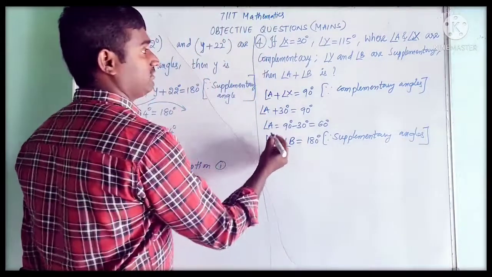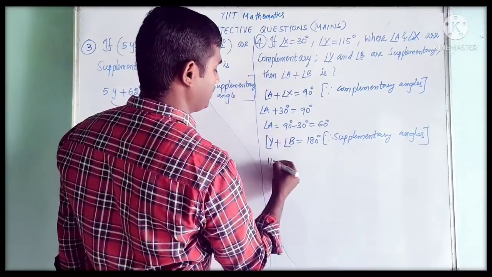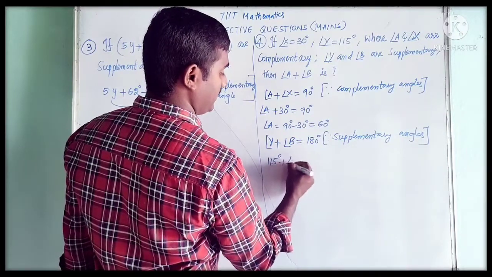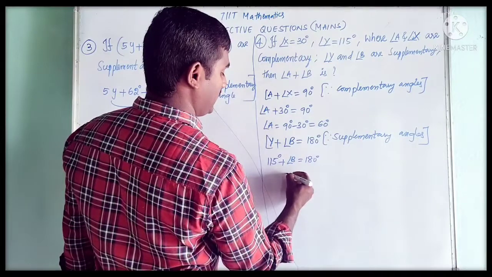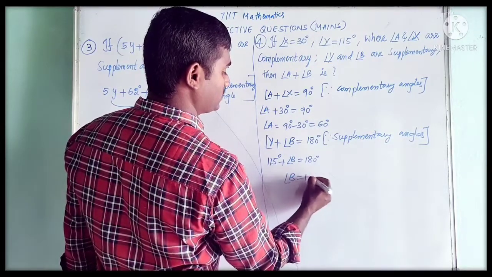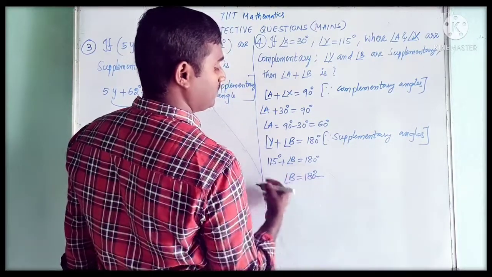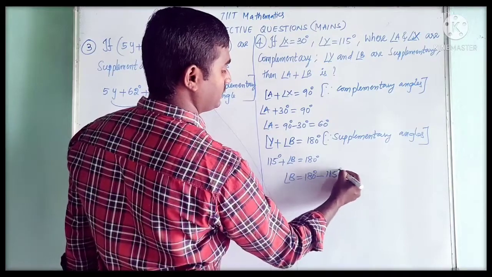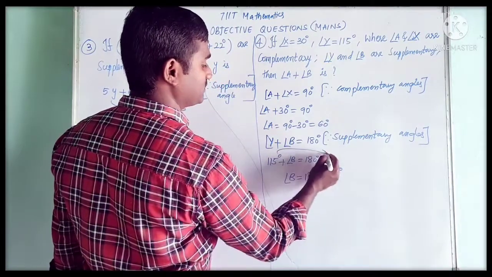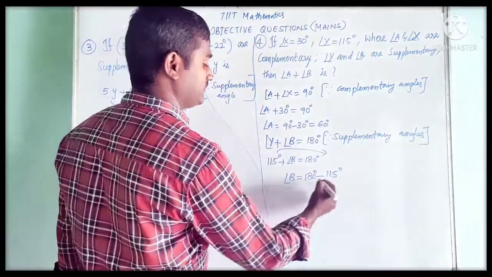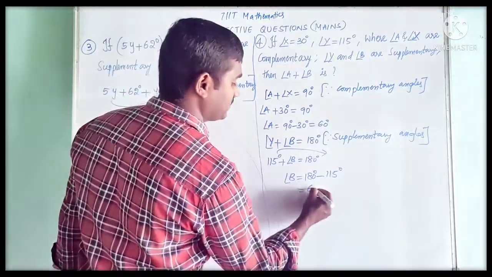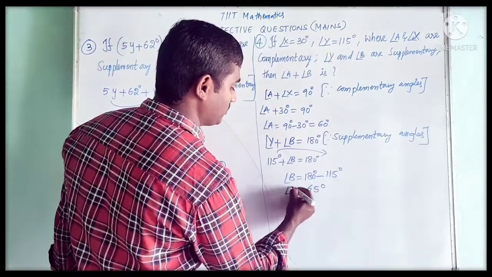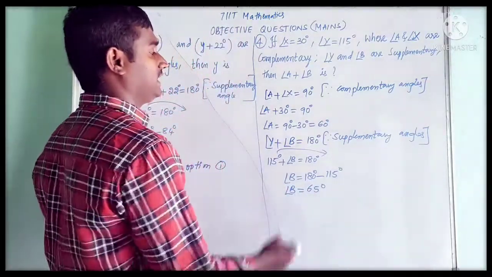Next, angle y is how much is given? 115 degrees is given. Angle B equal to 180 degrees minus 115. This 115, if you transpose to the right side, becomes minus 115. 180 minus 115 is equal to 65 degrees. Angle B is how much? 65 degrees.